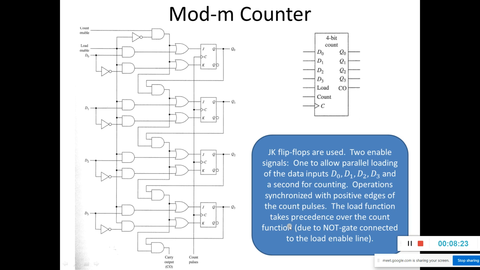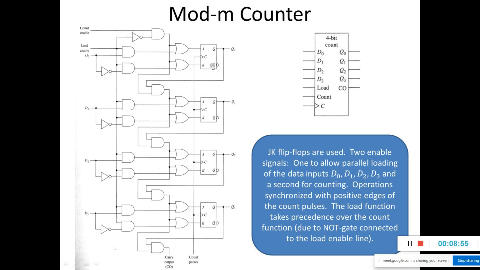Here you can see the mod m counter symbol. What is this? Mod m counter. D0, D1, D2, D3 are the data. The load input is there. Count enable, load enable. C is the count pulses. C out is the carry out. Q0, Q1, Q2, Q3.